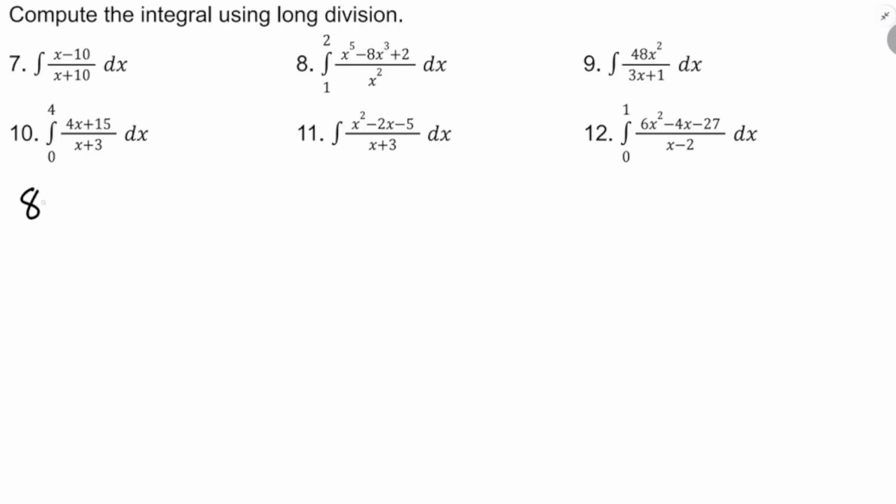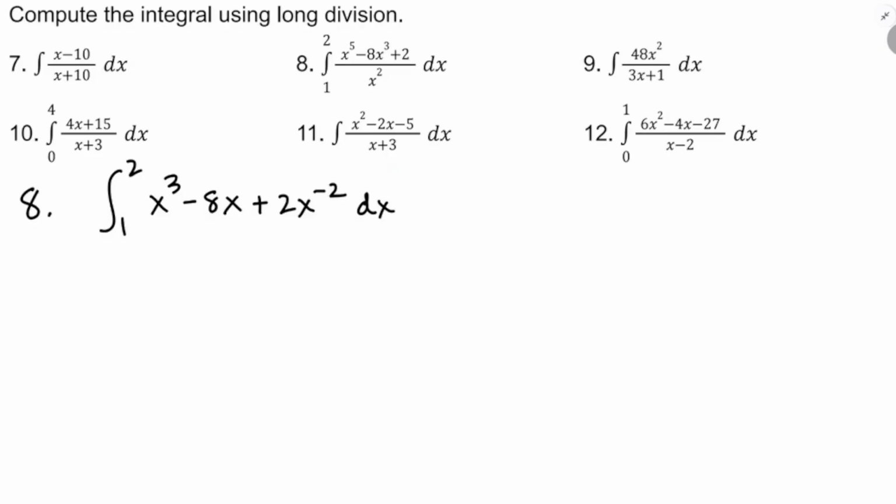Number 8. This one definitely counts as long division as well. I'm going to say x to the 5 divided by x to the 2, that's x to the 3. Negative 8x to the 3 divided by x to the 2 is going to be negative 8x to the 1. And then 2 over x squared, I might write that as 2x to the negative 2, and that's what I'm going to integrate from 1 to 2.